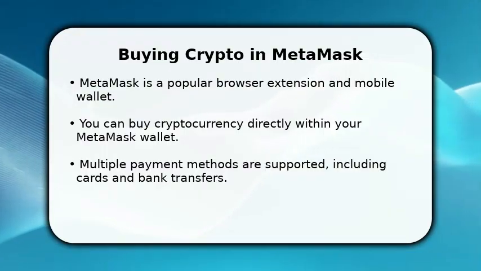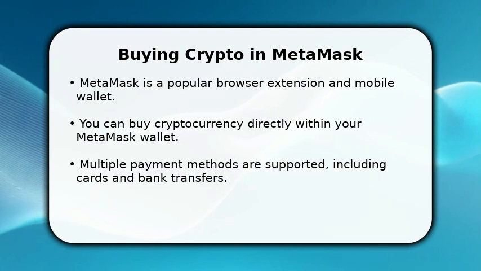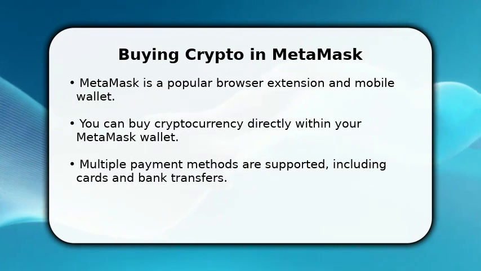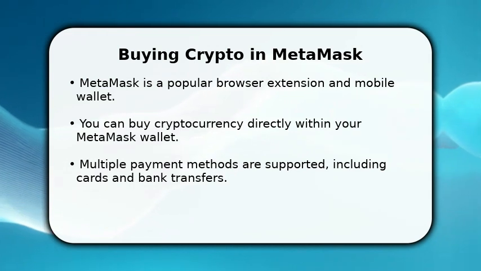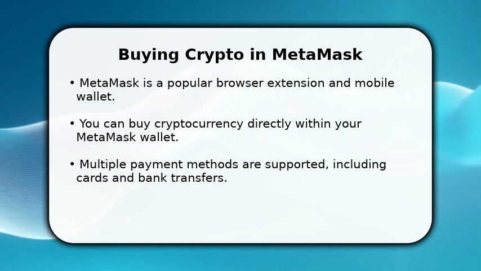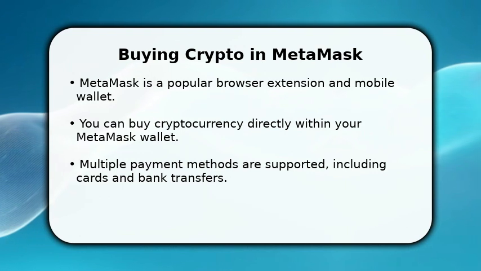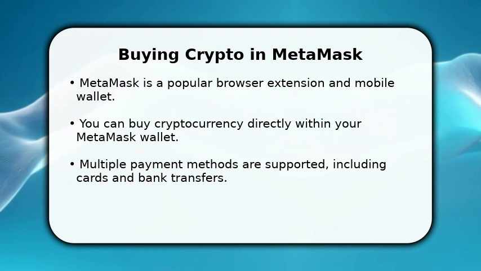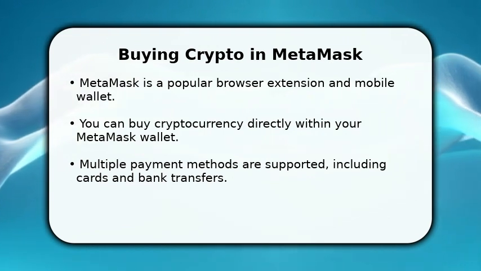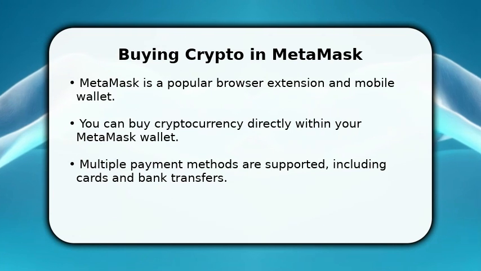In this video, I will explain how to buy cryptocurrency using MetaMask. First, ensure you have the MetaMask browser extension or mobile app installed and set up. You'll find the Buy button directly within your wallet interface. This process allows you to fund your wallet with various cryptocurrencies using fiat money. We'll cover selecting providers and confirming your purchase, making it straightforward to get started with your digital assets.